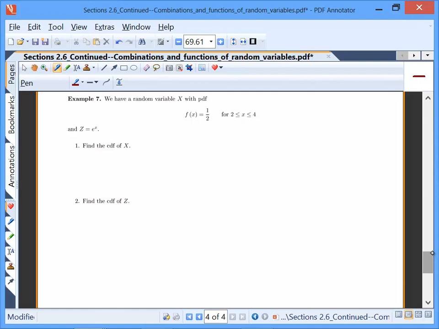So we have a random variable x with this PDF, and z equals e to the x. Find the CDF of x. So first find the CDF of x. To find the CDF, what's the rule? I need to integrate from my lower bound to x. I need to integrate my PDF, and I use a dummy variable.